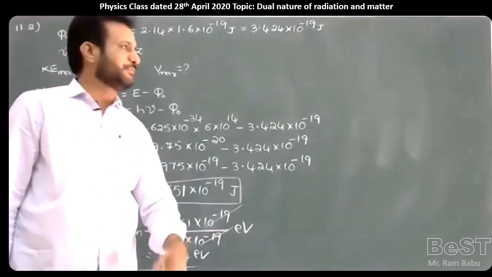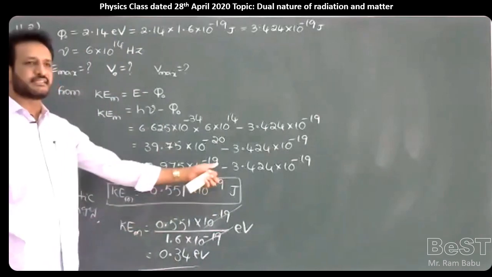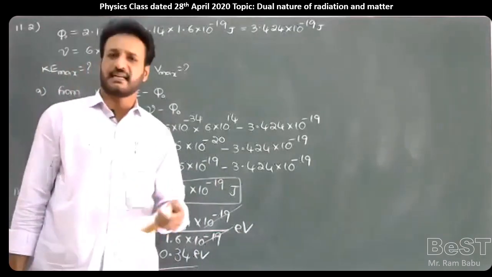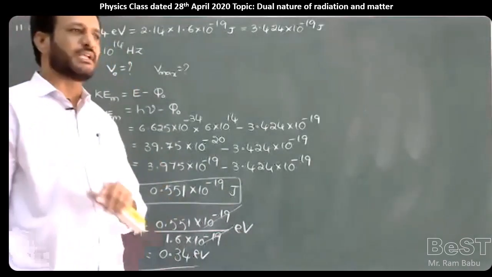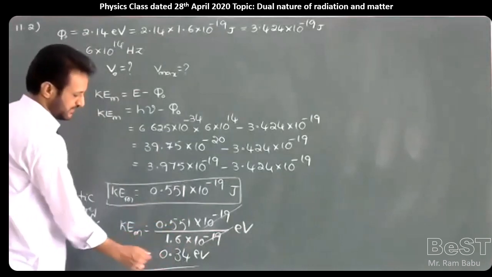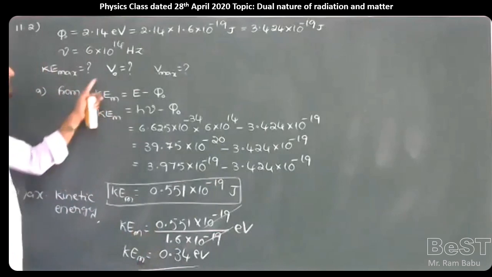Both are correct. In the SI system, you can write the answer as 0.551 into 10 power minus 19 joule. Sometimes similar questions in competitive exams may be asked, and in the options they may give electron volt as the unit. Then we need to divide by this value. So that is the maximum KE of the photoelectrons. First question completed. Now check the second one.